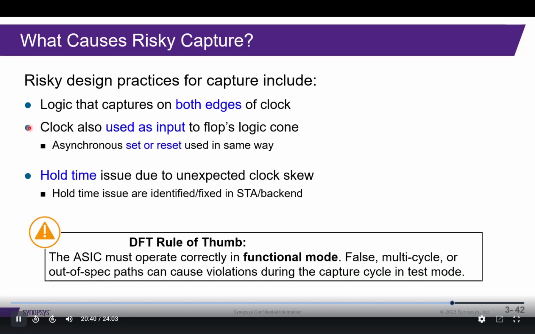What causes risky capture? Some risky design practices for capture include logic that captures on both edges of the clock, or a clock used as input to the flop's logic cone, or hold time issues due to unexpected clock skew. A rule of thumb is the ASIC must operate correctly in functional mode. Any false paths, multi-cycle or out-of-spec paths can cause violations during the capture cycle in test mode.